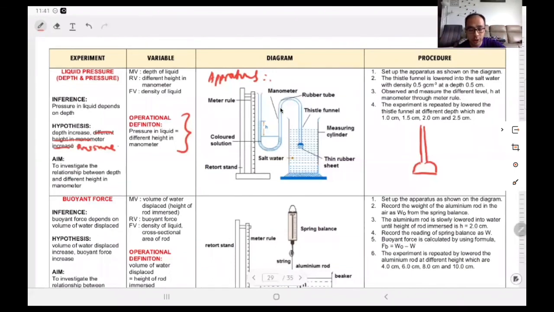And then you push this into the water. When you push this deeper into the water, there is going to be bigger pressure. And the pressure will push this salt water up to a certain level. So there's a difference in height over here. This difference in height represents the pressure in liquid.